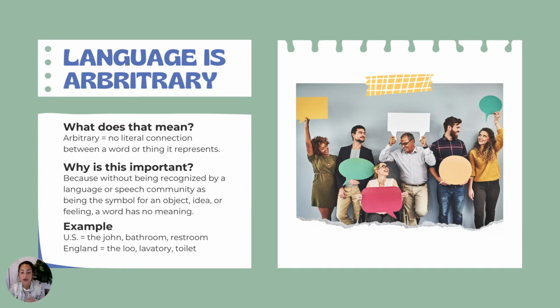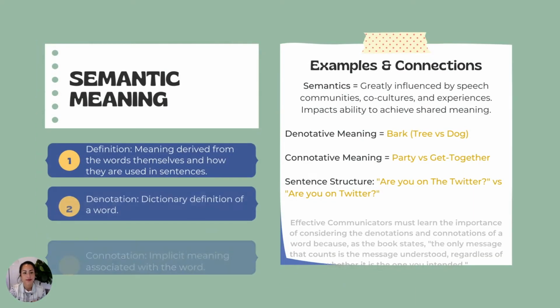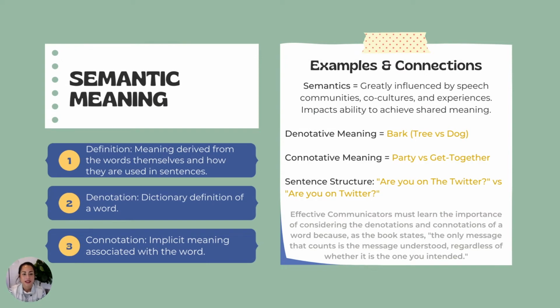Okay, so now that we're talking about meaning, let's talk about semantic meaning. Semantics has to do with the words themselves, what they mean and how they're used in sentences. So language being arbitrary, these words having meaning only because we give them meaning, that has to do with semantics, right? So we decide what a word means.